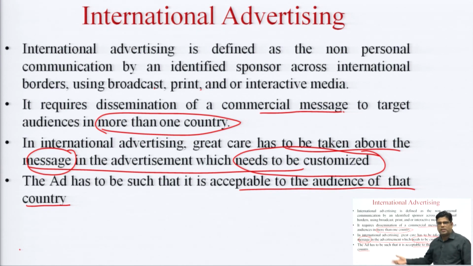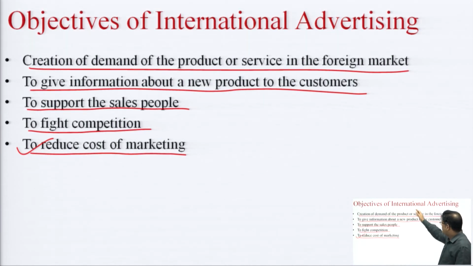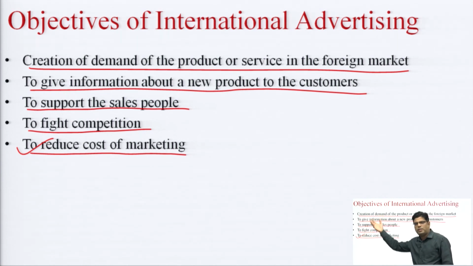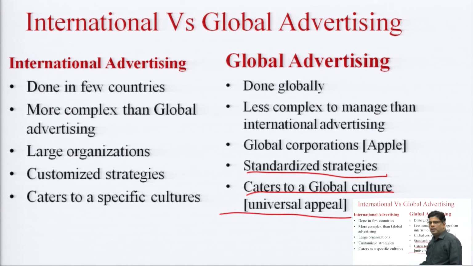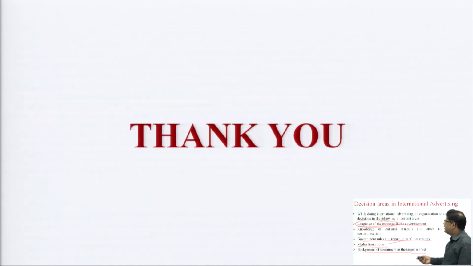And then we came to international advertising, and we saw that it is confined to a few countries, while global advertising goes across the globe. To understand the various objectives of international advertising, we took these 5 points, and we discussed what the objectives are: creation of demand, to give proper information, to support the salespeople, fight competition, and last but not the least, to reduce marketing cost. And then this slide gave us a very clear idea about the differences between international and global advertising. After studying these, we discussed some key areas in international advertising. So with this, I come to the end of the lecture.